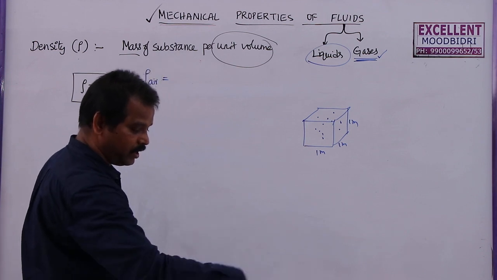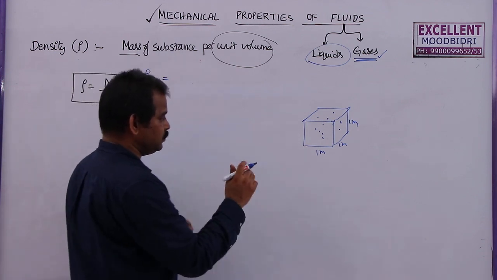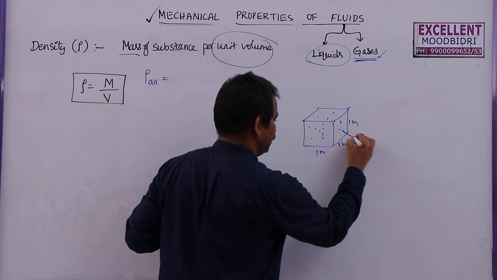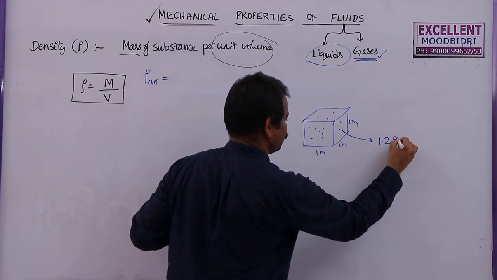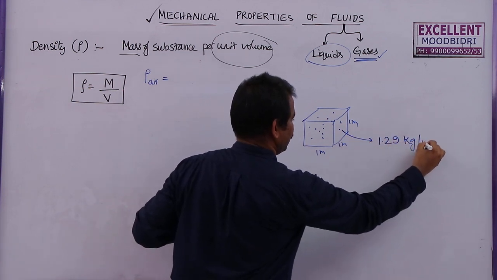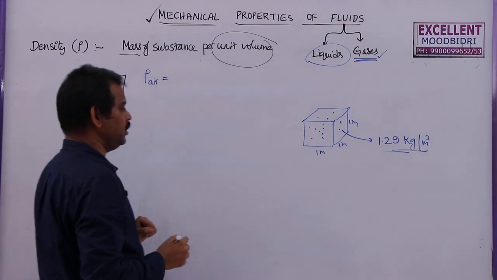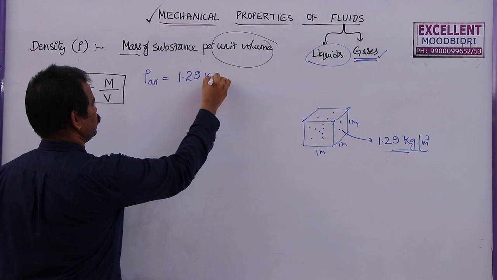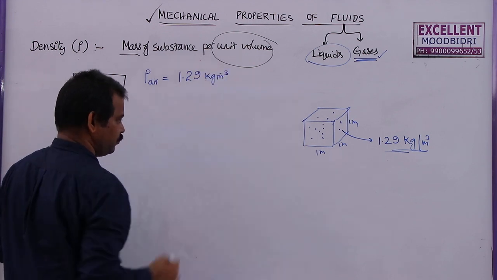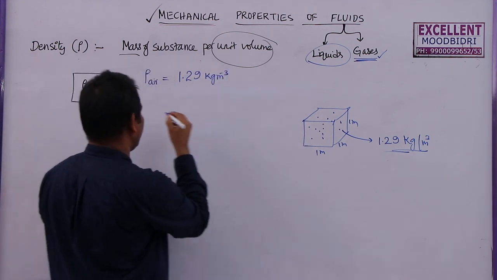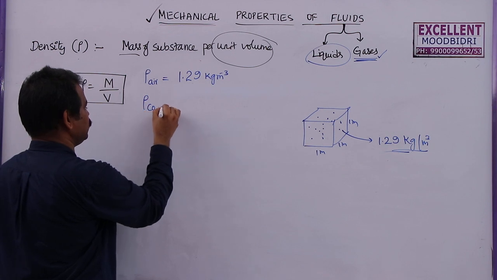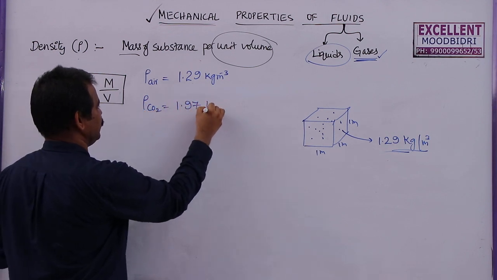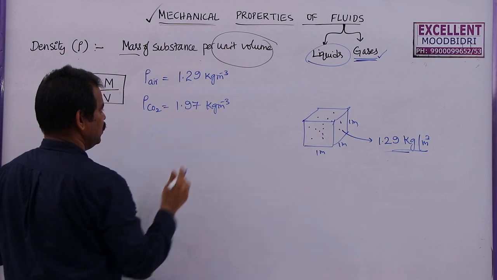And if you fill this entire tank with air, it is found that air has a mass equal to 1.29 kgs per meter cube. So this is called the density of air. So the density of air is given as 1.29 kg per meter cube. Suppose if it is CO2 gas, the density of CO2 is around 1.97 kg per meter cube.